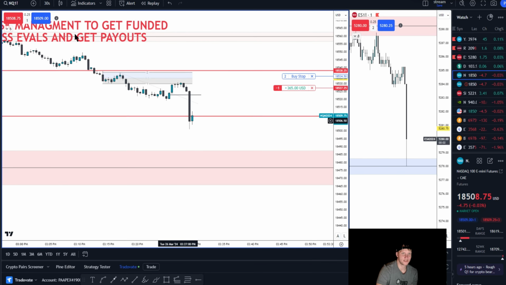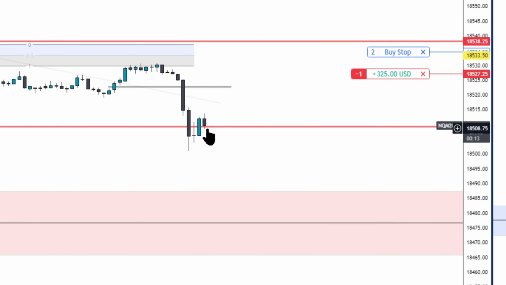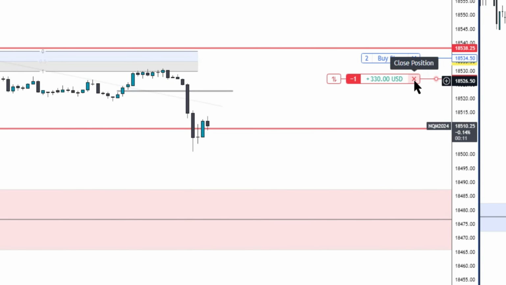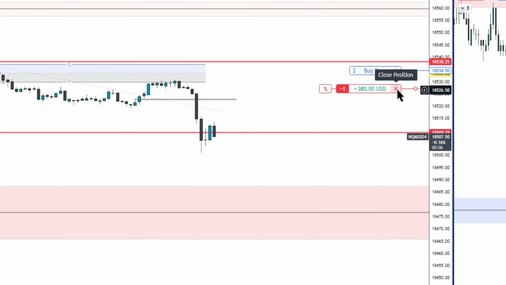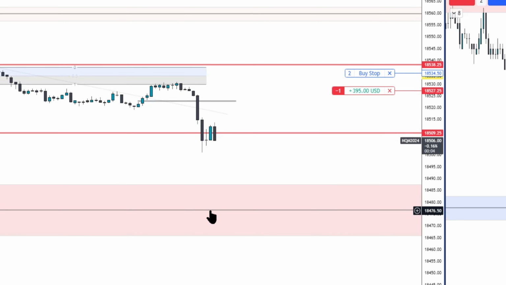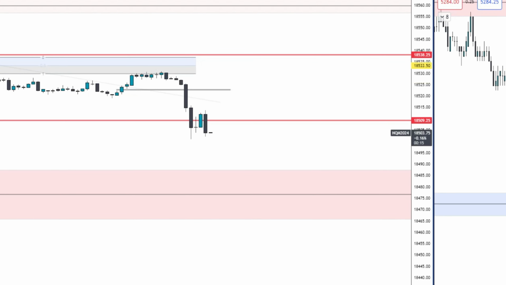I'm not gonna exit though. It's still one time framing up. We have not taken out the previous candle's high yet. There's no reason that this couldn't continue down even farther. I have another zone right below it. See there? That's why I did not exit, because there's no reason to yet.